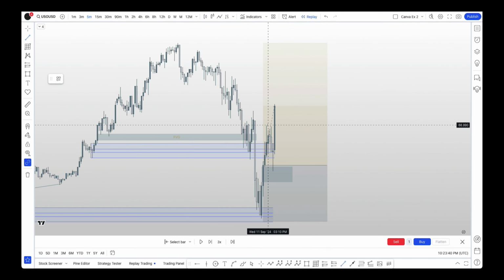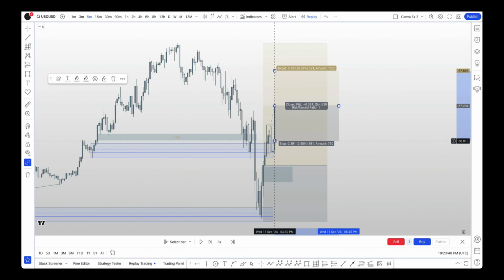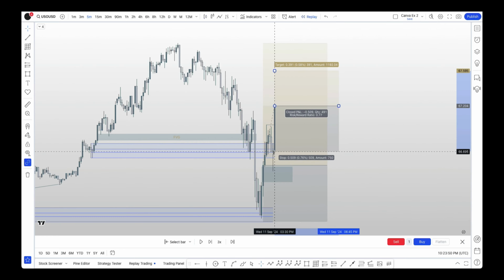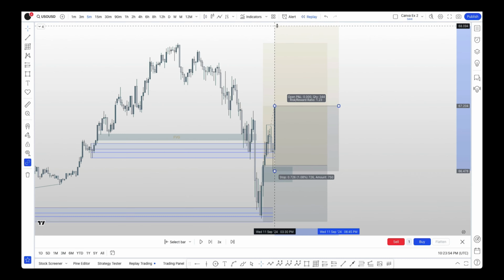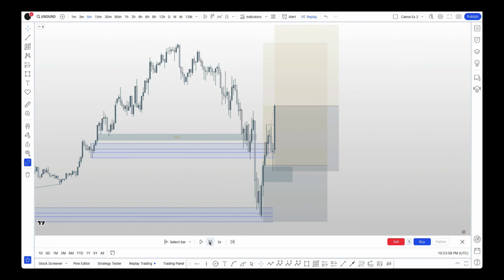Or you could have entered at this small break of structure here. You could have entered there as well and set your stop loss at the bottom of these candle bodies or the wick. And maybe you could go in this case for a 1 to 2 if you want, or 1.24.